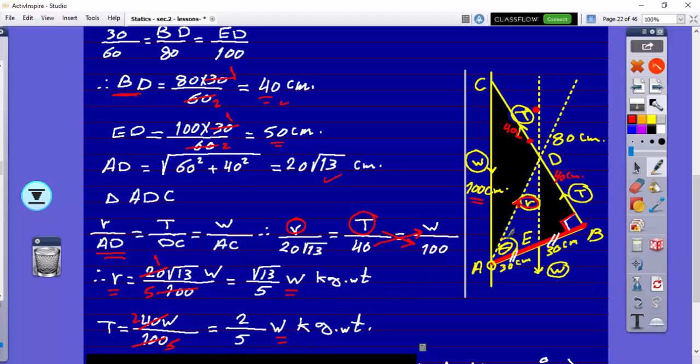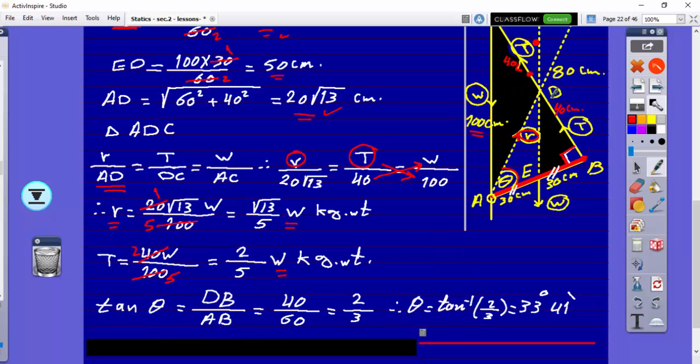Now we want to calculate the measure of the angle theta. This is the angle included between AD and AB. So tan theta equals DB over AB, opposite over adjacent. What is the length of DB? It's 40. What is the length of AB? Equals 60. So tan theta equals 40 over 60, which equals 2 over 3. And then theta equals tan inverse of 2 over 3, which equals 33 degrees and 14 minutes.